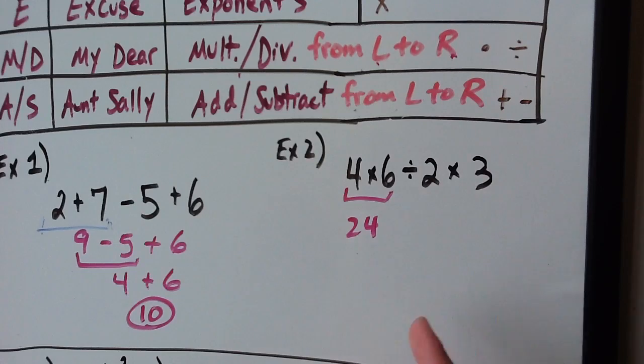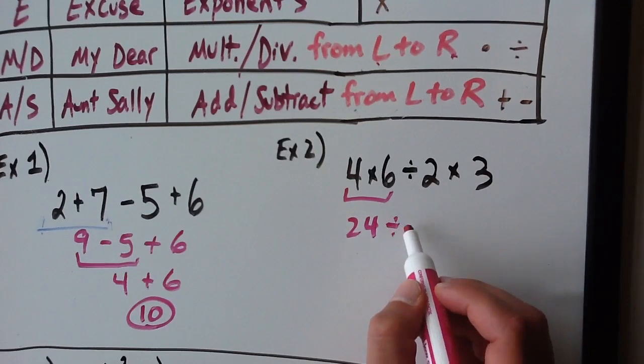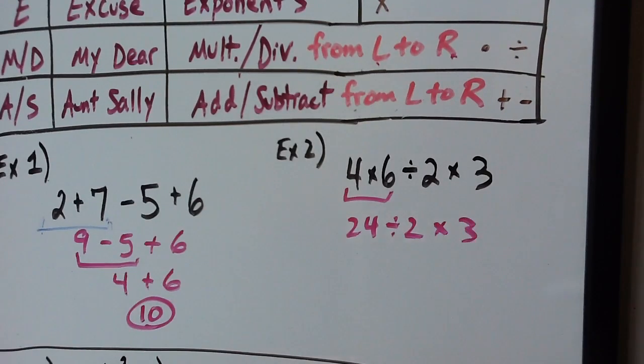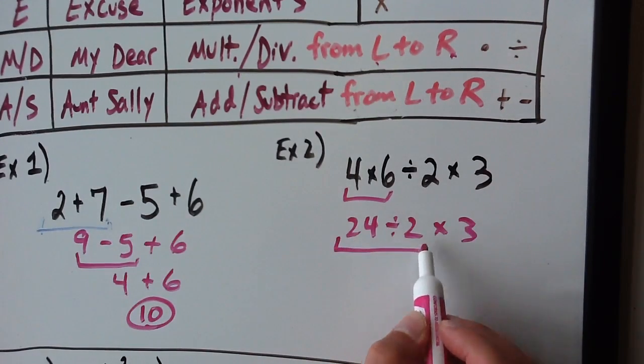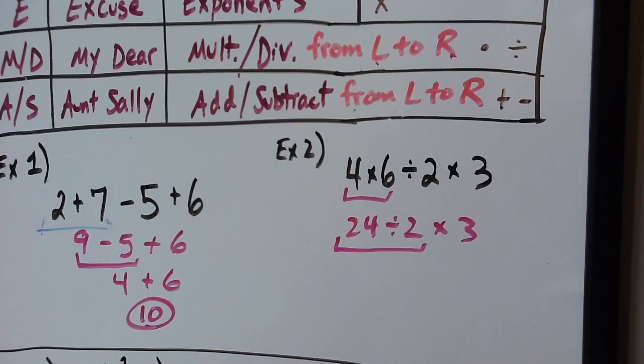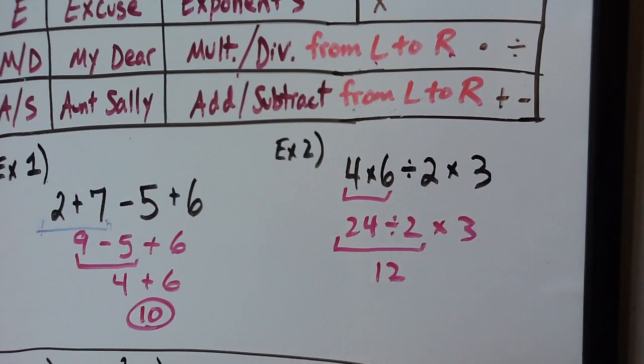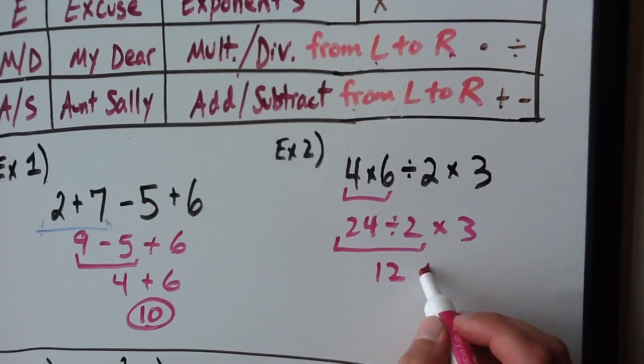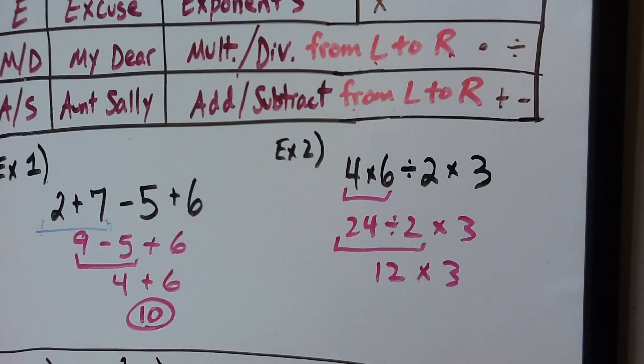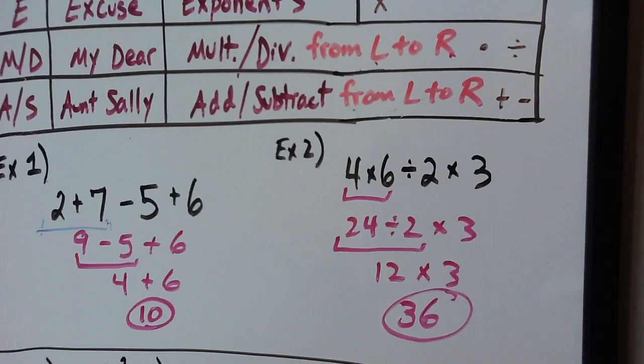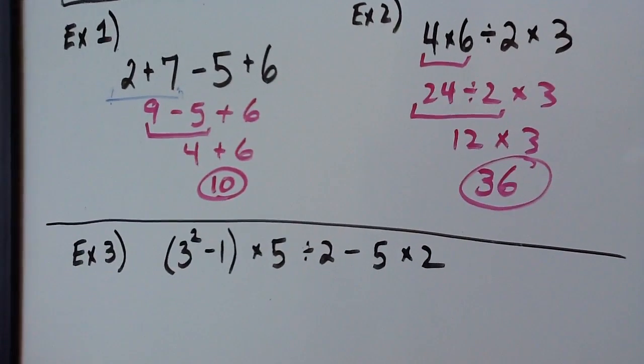Copy everything else down to the next line. So divided by 2 times 3. This is my new expression. Again, I'm going to move from left to right. So start on the far left. The first thing that I see is 24 divided by 2, which is 12. Copy everything else, which is just times 3. Bring that down to the next line. Finally, 12 times 3 is 36. That's my final answer. Last example, number 3.